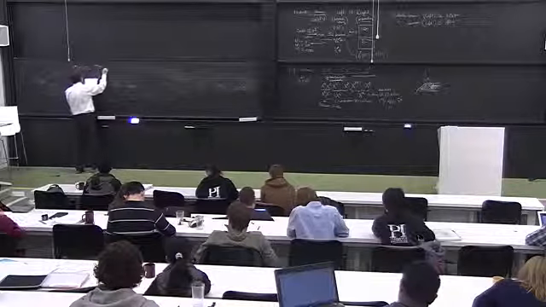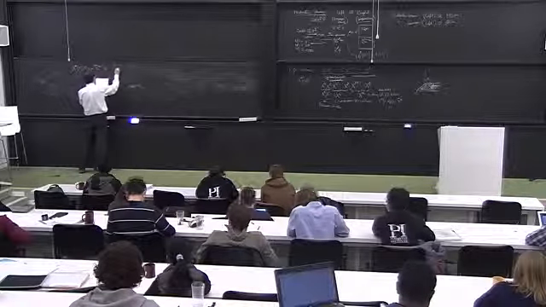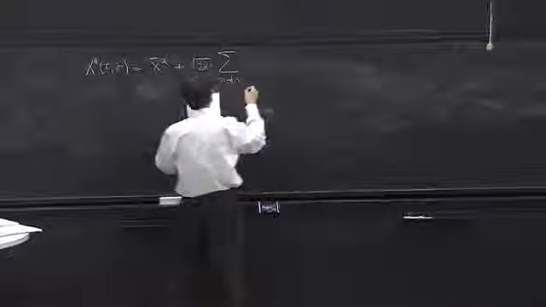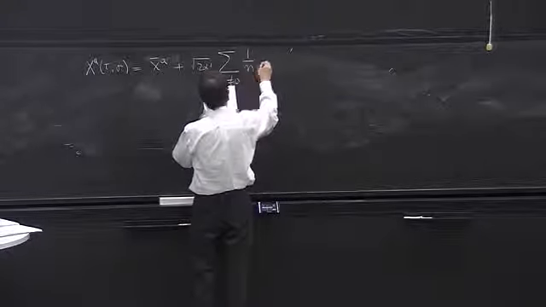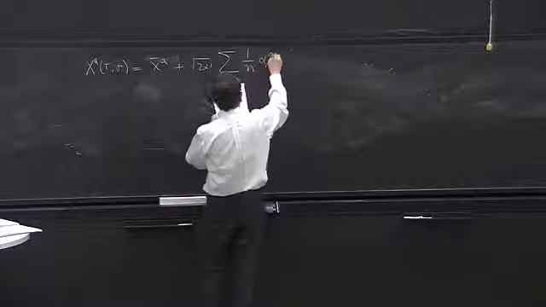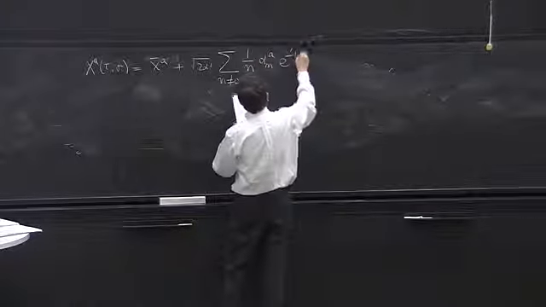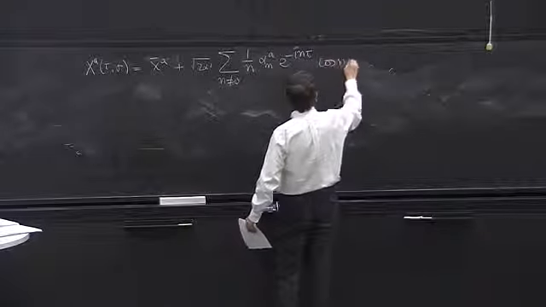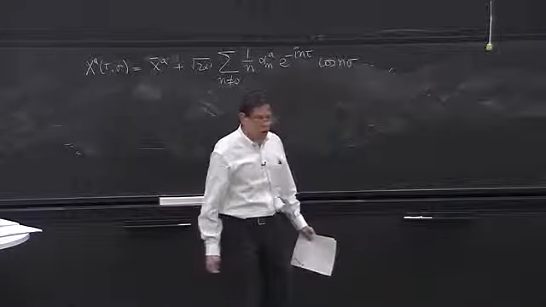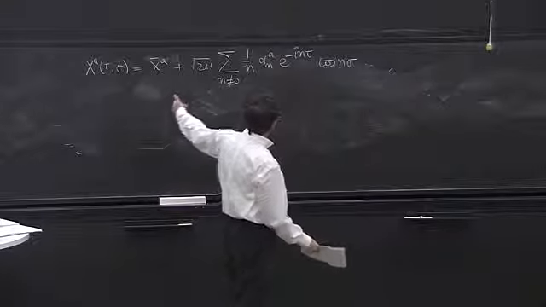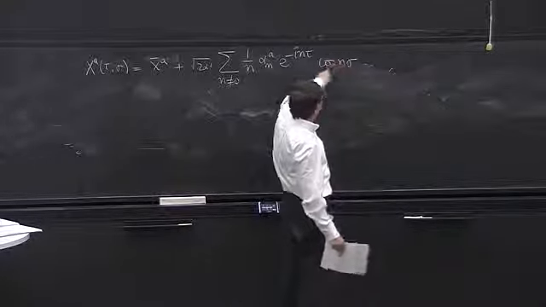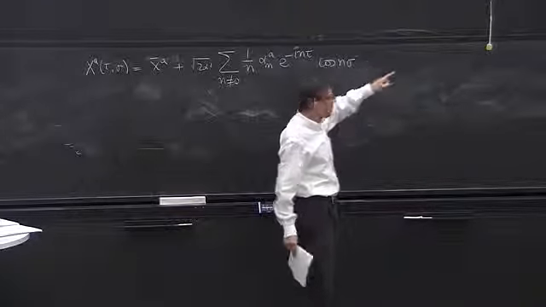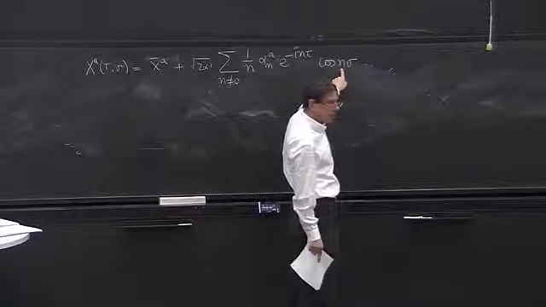xa plus square root of 2 alpha prime, sum over n different from 0, 1 over n, alpha_n^a, e to the minus i n tau. And we used to have cosine of n sigma. And that was good because the derivative with respect to sigma was sine and vanished at the ends. But that was a case of free boundary conditions. So cosine is not good anymore.